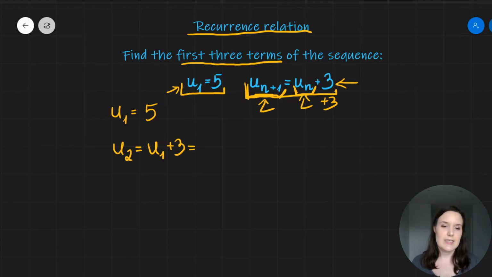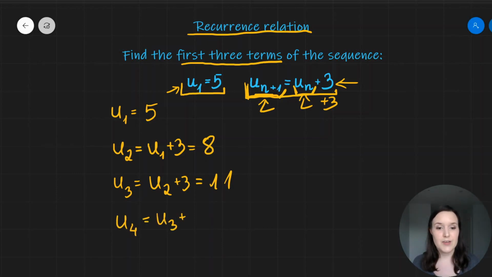So U2 is 5 plus 3, so 8. For U3, again, you take the previous one, U2, and add 3. 8 plus 3 is 11. I wanted to find only the first 3 terms, but I'll go crazy and find the fourth one just for fun. U4 will be U3 plus 3, so 14. And so on and so on. That's the recurrence formula.